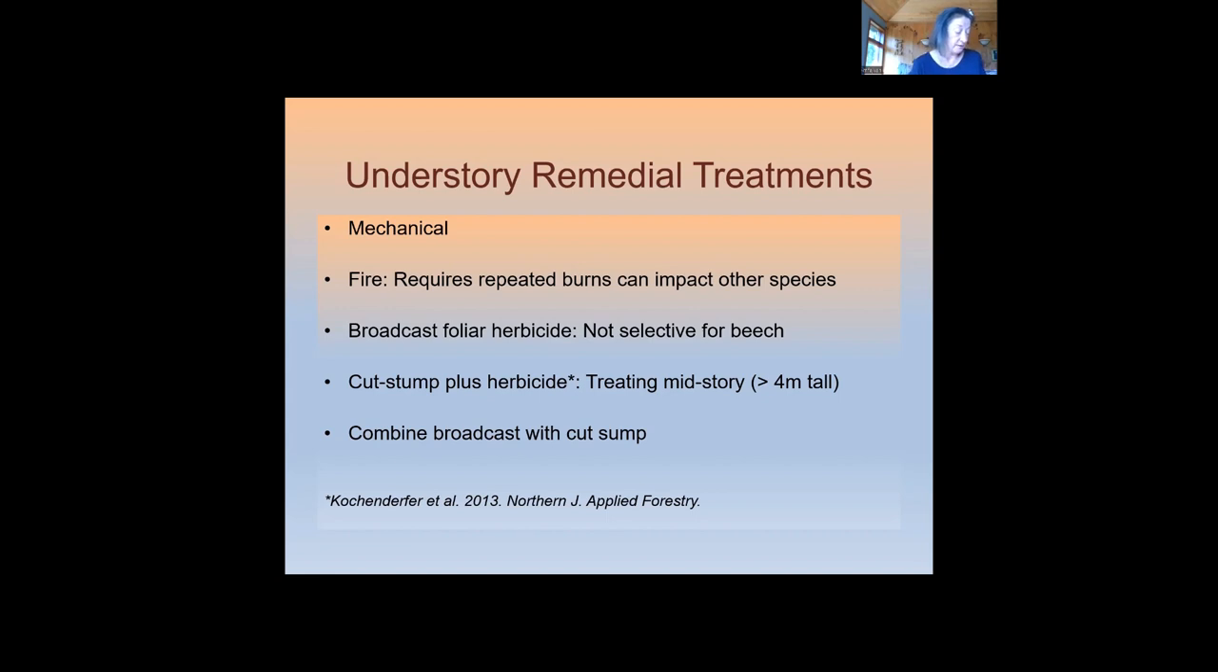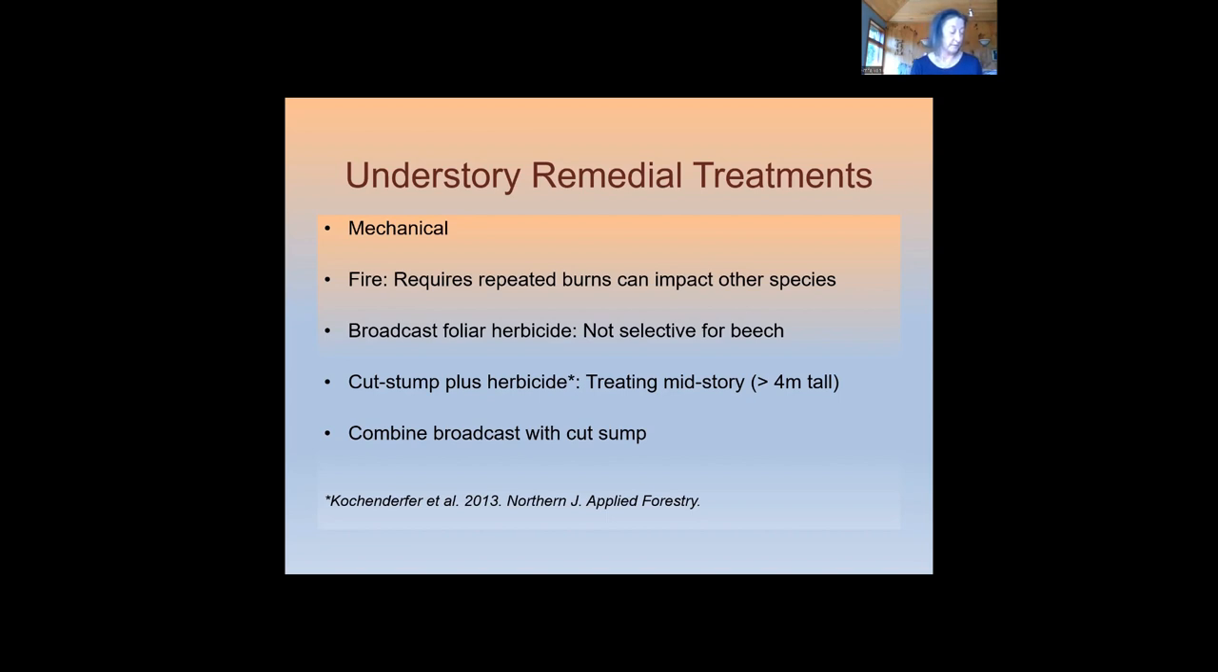The most common control treatment is broadcast application of foliar herbicides, which is not selective for beech, so it will kill everything else. But it's the only way to really get rid of it. Cut stump treatments plus herbicides are useful for treating mid-story beech. It's not feasible for treating seedlings.